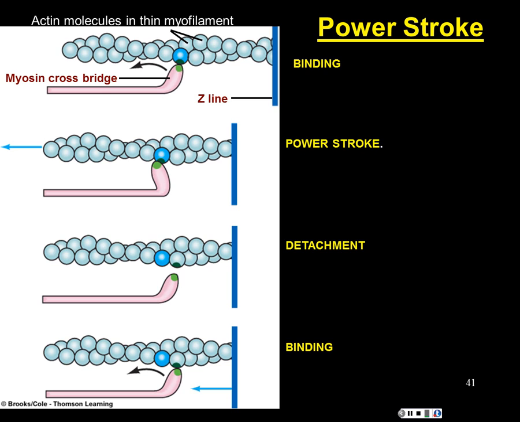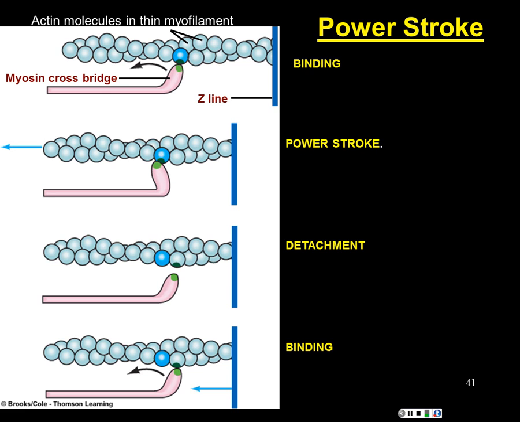And then we can bind again if what is still there? It can rebind if what's still available? What allows for the binding? Calcium. It can rebind if calcium is available. And it can do another power stroke if there's more ATP, and it can detach with more ATP. But it will not bind again if there's no more calcium.